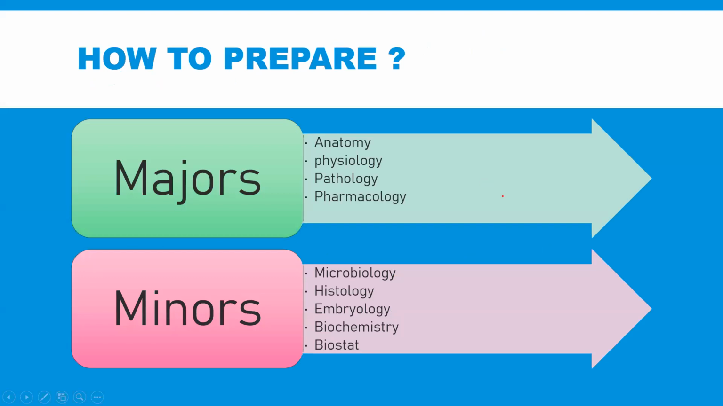As I already told you, you have to divide your subjects into majors and minors. In majors, you have anatomy, physiology, pathology, and pharmacology. Once you cover these, you can shift to minor subjects, and minor subjects are microbiology, histology, embryology, biochemistry, and biostat. They contribute 20 to 30% of your paper, and the major subjects contribute 70 to 80%. So you have to take everything into consideration and then start your preparation.